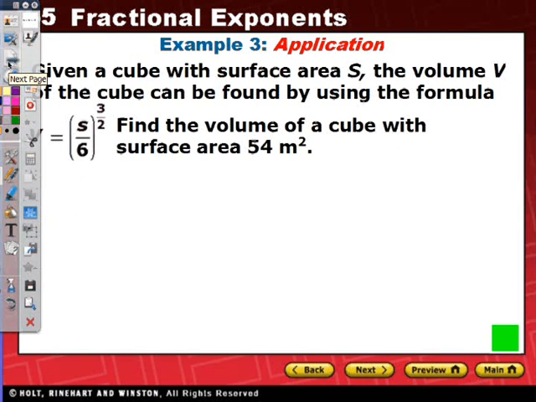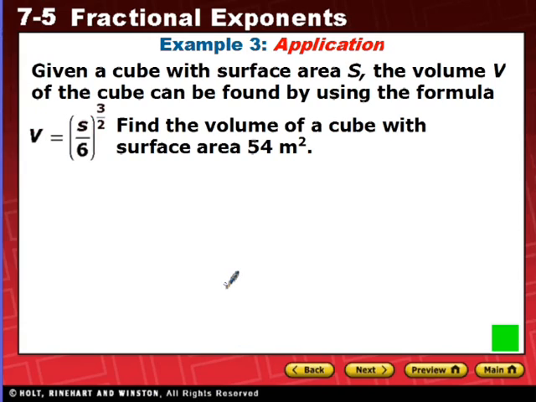Okay, and the last one, a little word problem. Write the formula down. V equals S over 6 to the 3/2. That's what you write down. Given a cube with surface area S, the volume of the cube can be found by using the formula V equals S over 6 raised to the 3/2. Find the volume of a cube with surface area of 54 meters squared.